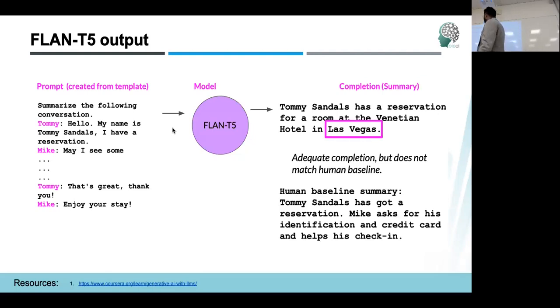But if you see the whole dialogue, it's not all given here. He also asked about some ID card and credit card and all those things. So it is a completion. It has summarized it, but does not match the human baseline. The human baseline says Tommy Sandals has got a reservation. Mike asks for his identification and credit card and helps him check in. So it's okay, but it is not close to this. It's missing a lot of information.